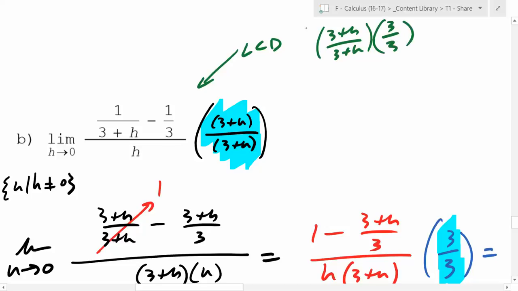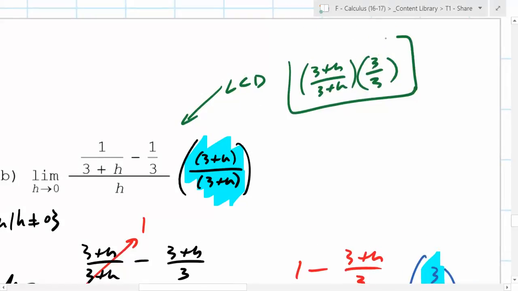3 over 3. This right here is just a fancy form of what? 9 plus 3h? Nope. It's a fancy form of what? It's the same thing on the top and bottom. So it's a fancy form of 1. So can you multiply by it? Yes. We broke it into two steps. Is that totally fine? Absolutely.